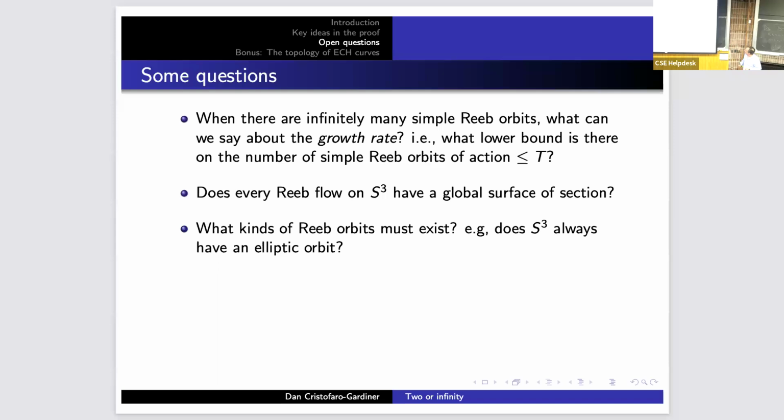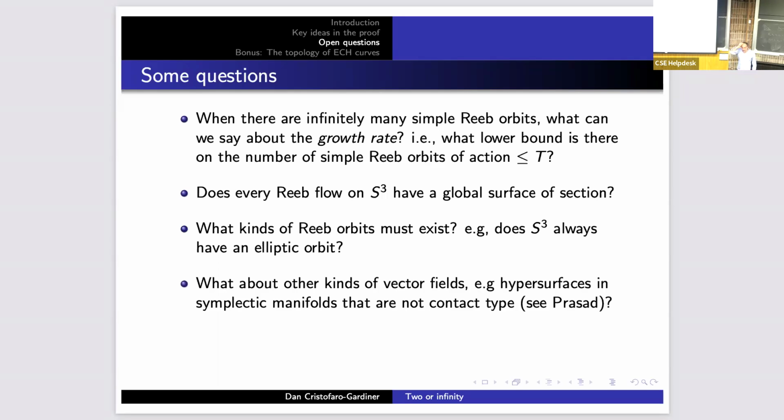I heard that Poincaré sort of said something along the lines of this can't happen, but never gave a compelling argument. And you could also ask, say I'm still just going to R4, but I'm not interested in contact type Hamiltonians. That would be like star-shaped. Well, it's known that there are examples that don't have any orbits, but the recent work of Prasad suggests that maybe almost every hypersurface in R4, say, has 2 or infinitely many orbits, something like that.